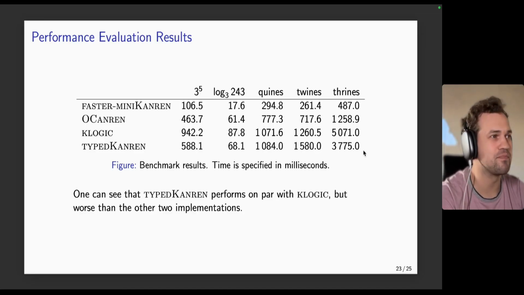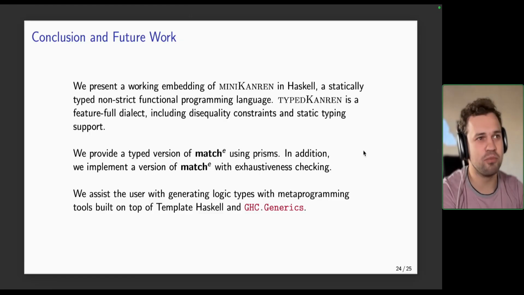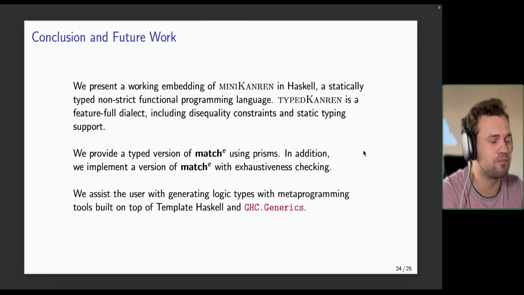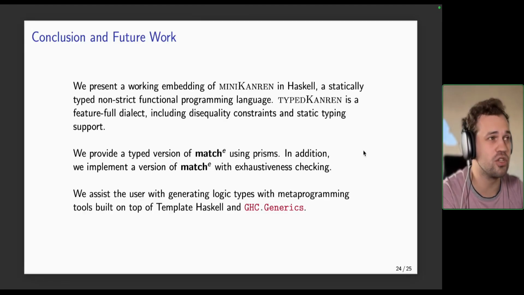you're welcome. So in conclusion, we have an embedding of miniKanren in Haskell, a statically typed version of miniKanren. We support user-defined types. We provide the typed version of match using prisms, and of course, an exhaustive version of that. We assist the user with generating logic types with metaprogramming tools built on top of Template Haskell and GHC.Generics.